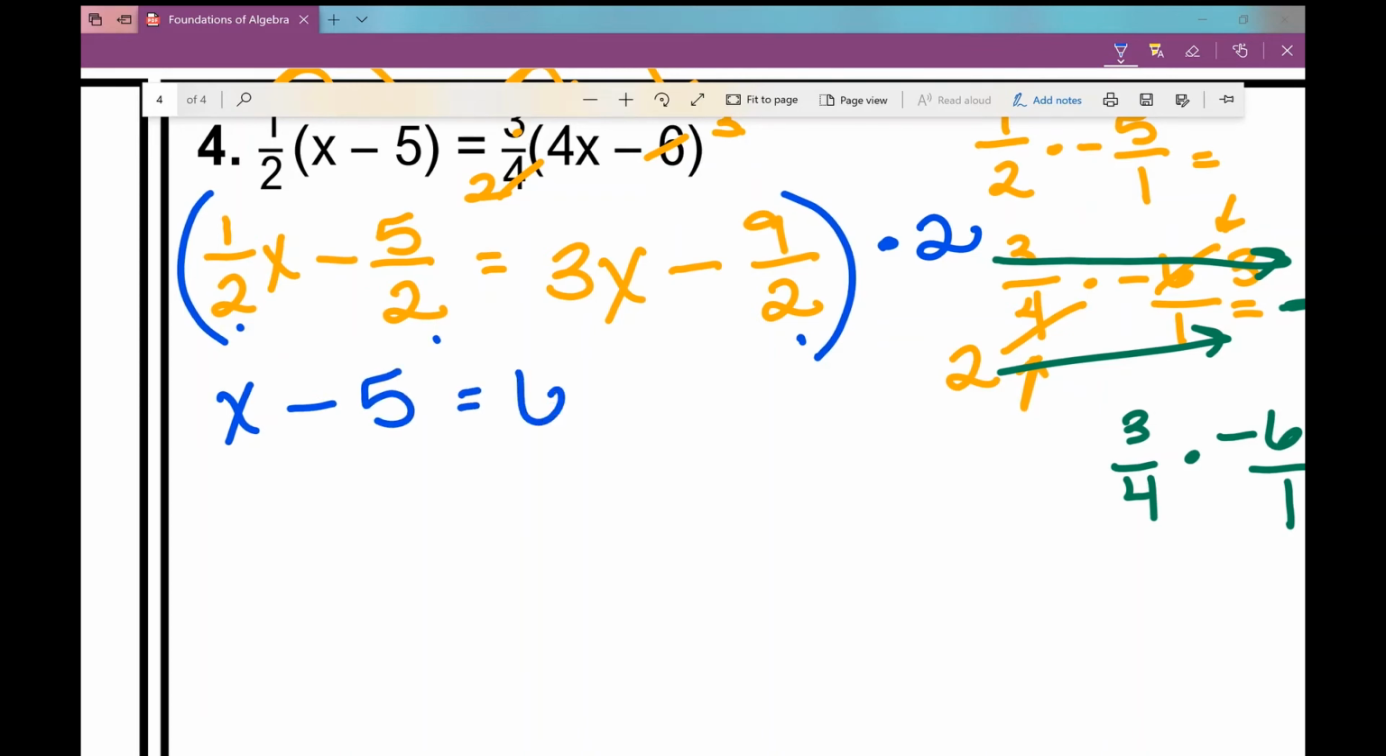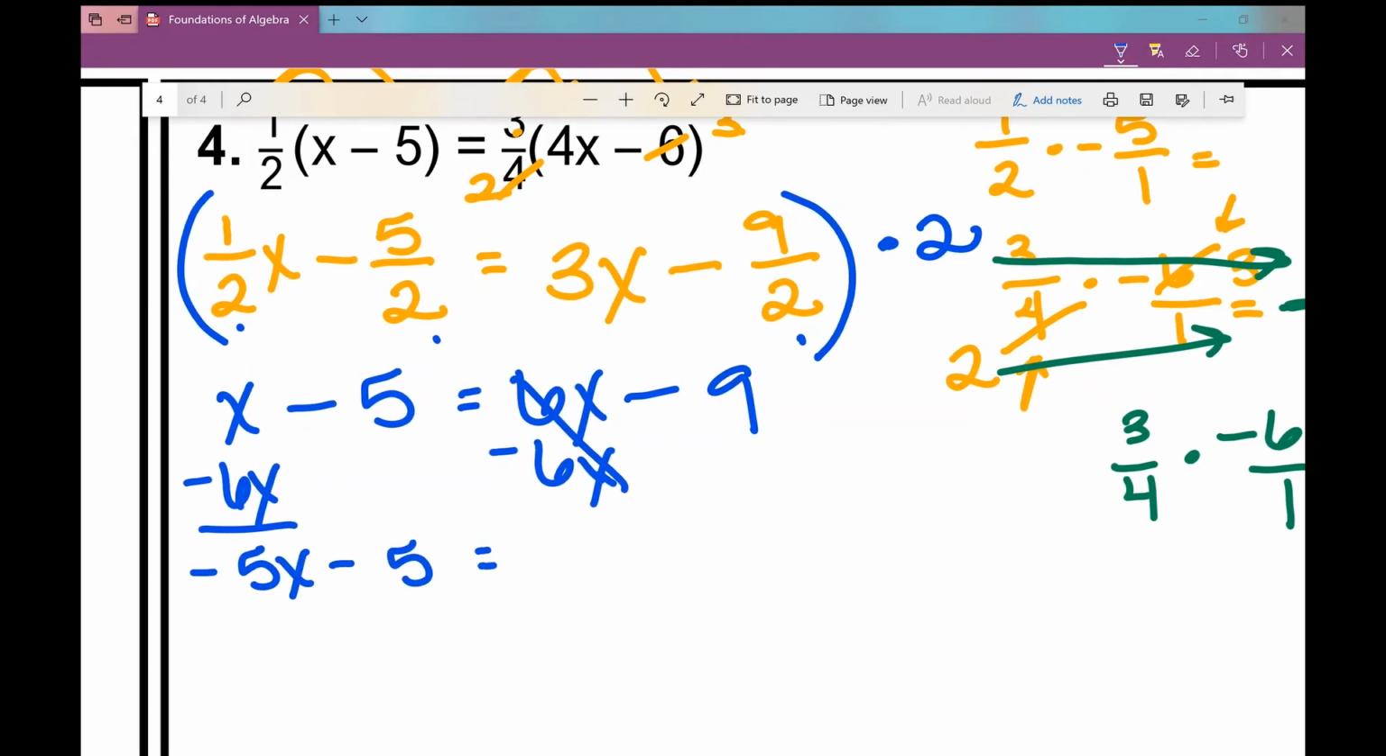3x times 2 is 6x. Negative 9 over 2 times 2 is just negative 9. And boom, we got rid of our denominators. It's wonderful. I would much rather deal with an equation that looks like this. So now let's move our variables to one side. Minus 6x, and I get negative 5x minus 5 equals negative 9.